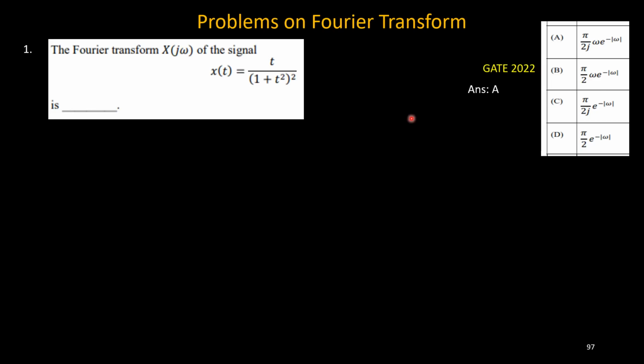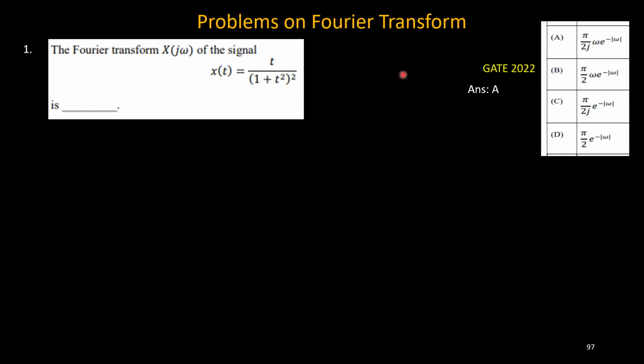First problem is this one. Can we find the Fourier transform X of j omega of the signal x of t, which is t upon (1 plus t squared) whole squared? So this is the signal. Can you find the Fourier transform?